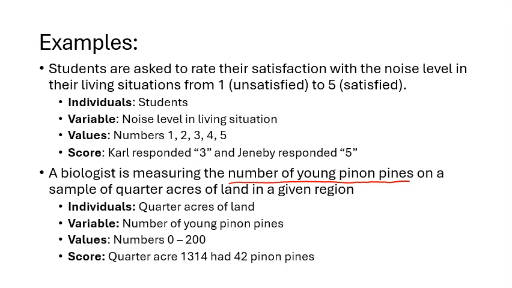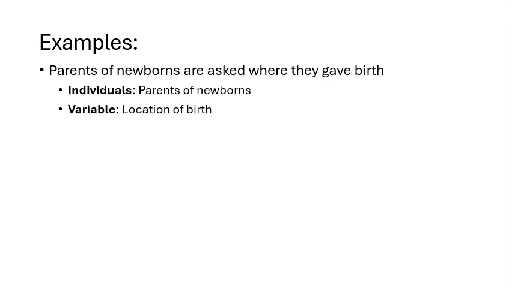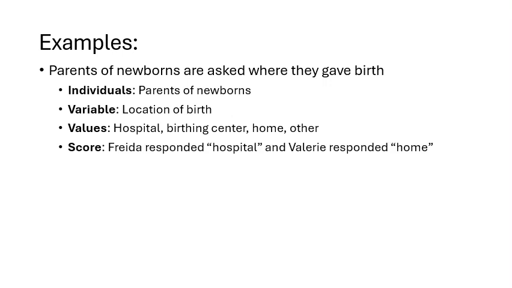A couple more examples. So imagine that parents of newborns were asked where they gave birth. And so in this case, the individuals are the parents of newborns. The variable is the location at which they gave birth. The values, well, maybe hospital, birthing center, home, other. There might be other things I don't know about. Otherwise, we can just include them in the other category. And Frida responded hospital, that's her score. And Valerie responded home, that's her score.